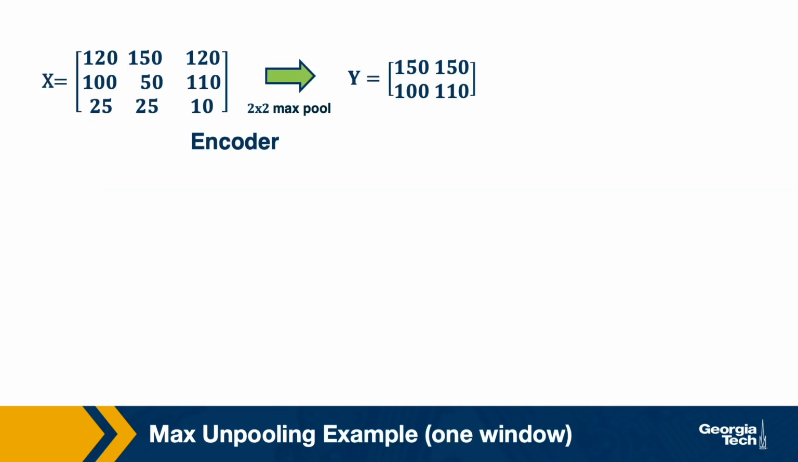Let's take a look at a more explicit example. Suppose that we have this particular 3 by 3 input X, and what we want to do is perform max pooling for a 2 by 2 window. And so the first 2 by 2 window on X will be 120, 150, 150. And so the maximum is located at 0, 1, that is the 150. And so that's the first element of Y. And similarly, we'll stride this 2 by 2 window in the 4 locations on X. And we'll remember the particular locations of all the maxes for each window.